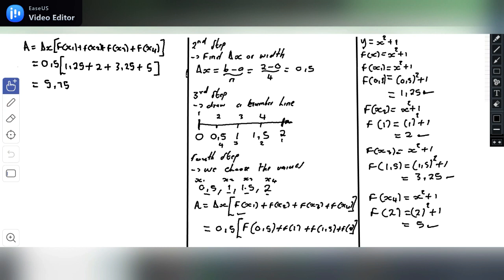And then as we are not given the units, the SI units, what we can do here is to write units squared. Right. This is how we do it.